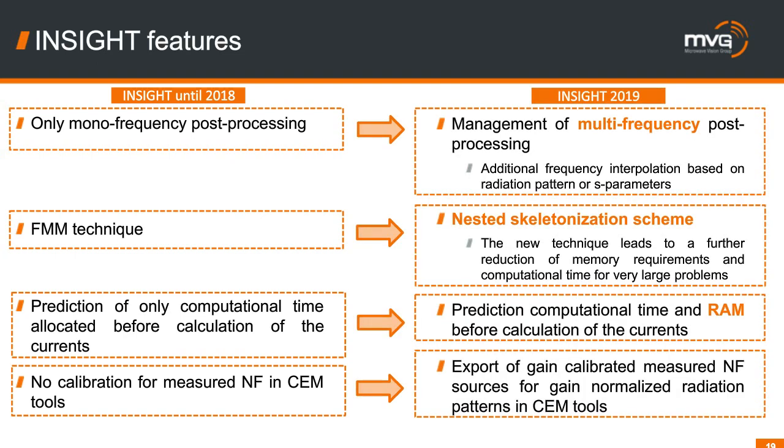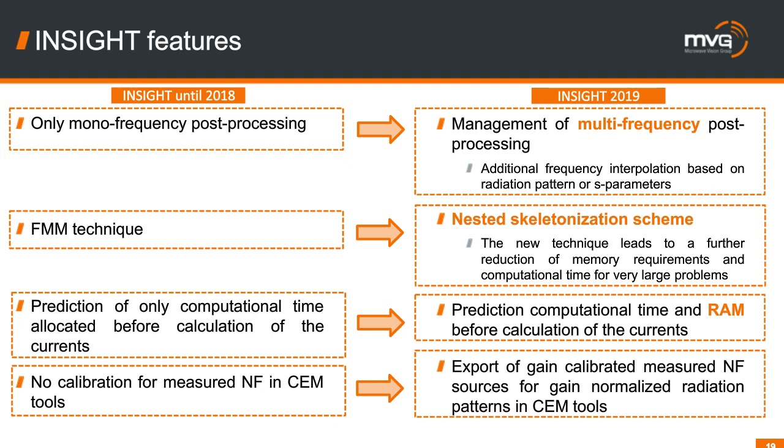The new INSIGHT 2019 brings very important improvements. MVG introduced the management of multi-frequency post-processing with an additional frequency calculation based on radiation patterns or S parameters. This means that when the number of measured frequencies is high, INSIGHT can reduce the number of computed frequencies while the remaining frequency points are obtained by interpolation of the existing results. INSIGHT can interpolate automatically by analysis of the radiation patterns over all the frequency bands, or based on S parameter data that the user can load by S1P or S2P format files. The interpolation leads to a reduction of the computational time.